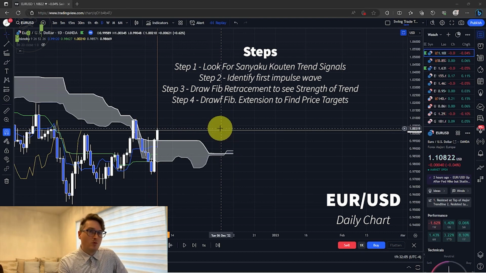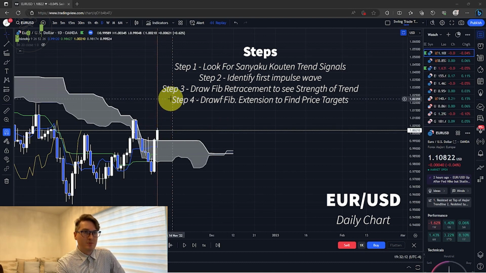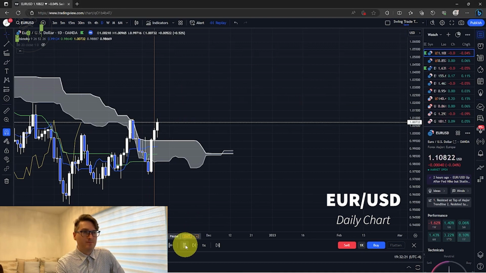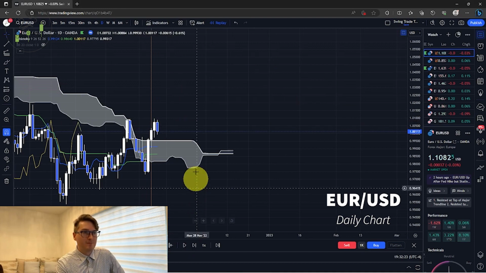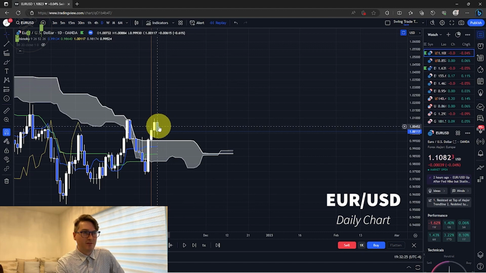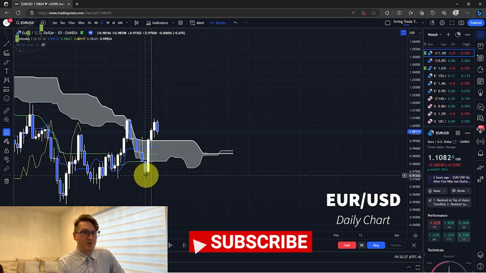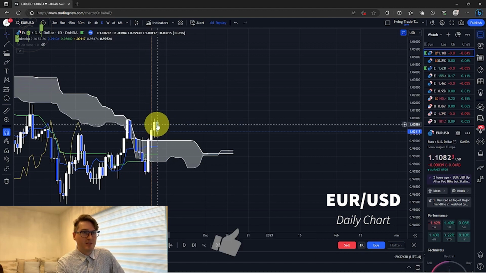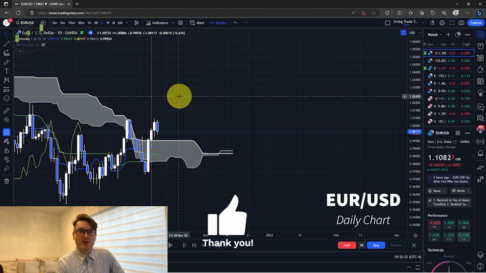And so now what we're going to do, step 2, is we're going to look for this impulsive wave. So we're going to look for the impulse wave up, and we're going to look for the first bearish candle on that impulsive wave. So let's play the bar replay. Okay, so we have our first bearish candle, right? So this is our first impulse wave, and we're expecting this to be an N wave up.